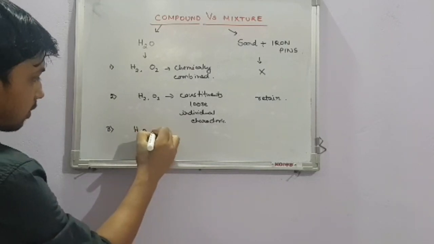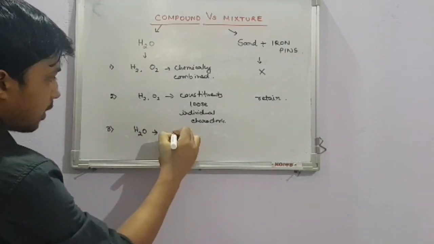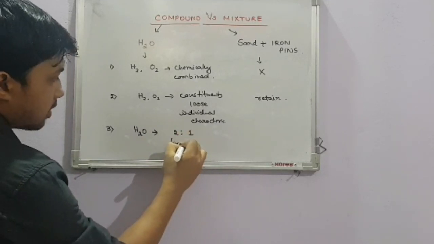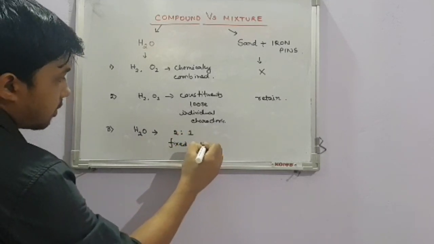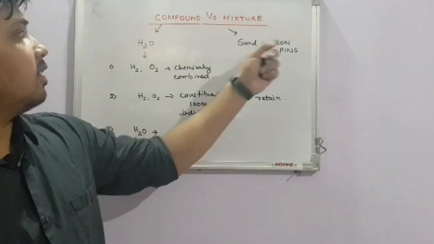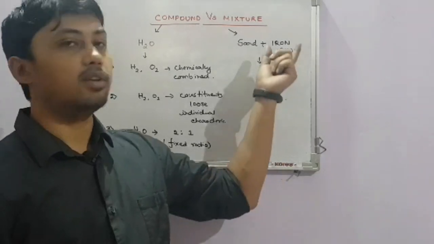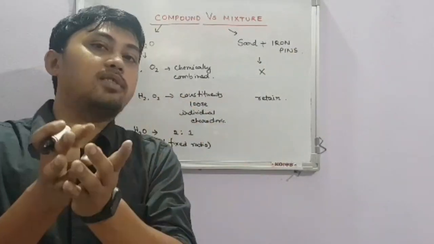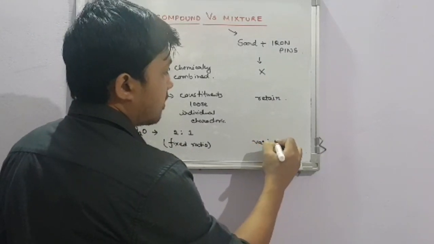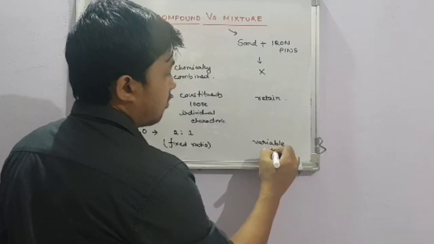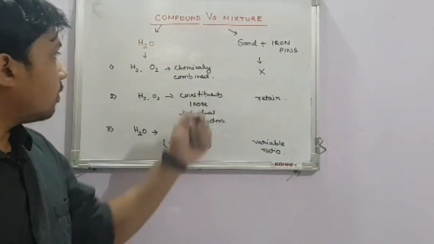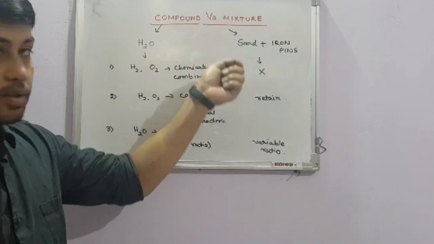The third one is very interesting and very easy. H2O. What is the ratio of hydrogen and oxygen? 2 atoms of hydrogen and 1 atom of oxygen. That means the constituents are in a fixed ratio. Can you tell the same about the mixture here? Do you have a fixed ratio here? This much sand plus this much iron? No, right? So this ratio is not fixed, rather it is a variable ratio. Alright? So we are learning the differences and we have covered 3 till now.